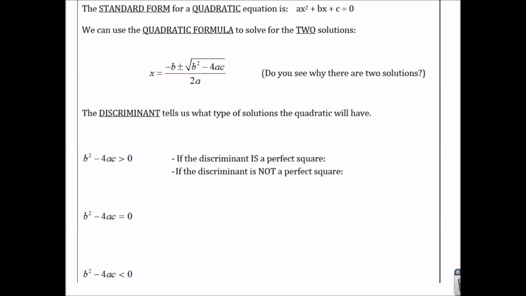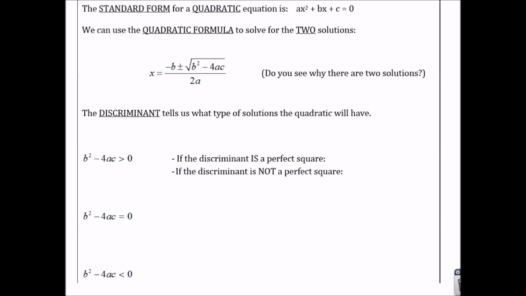You have x equals negative b plus or minus the square root of b squared minus 4ac over 2a. And there are two solutions because you have the plus or minus. So one of your solutions will be using plus and the other solution will come from using the minus.